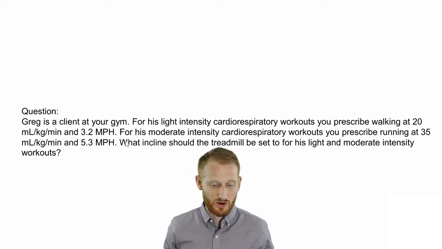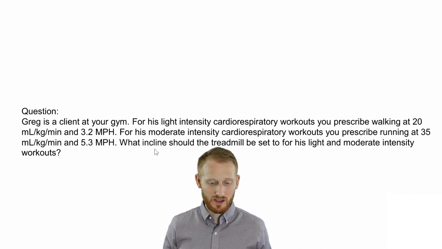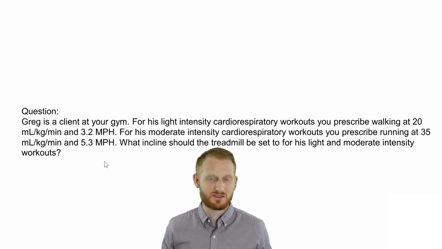All right, so for his moderate intensity workouts, and this might even be moderate and high intensity, but let's just say this is a very fit individual, for the moderate intensity cardiorespiratory workouts, you prescribe running at 35 mLs per kg per minute at 5.3 miles per hour. Again, you don't have grade. So what incline should the treadmill be set at for his light and moderate intensity workouts?